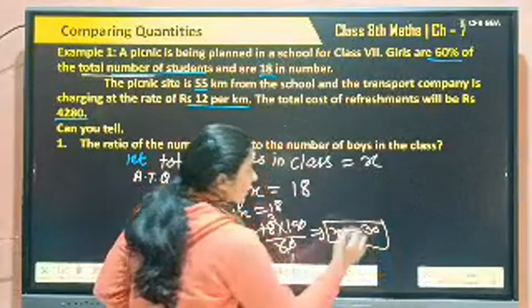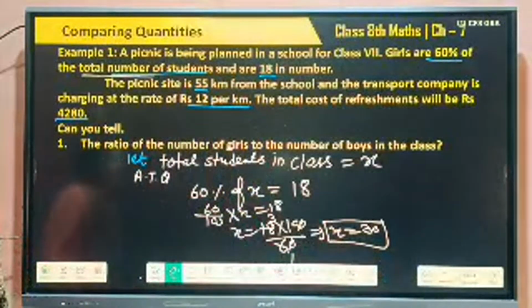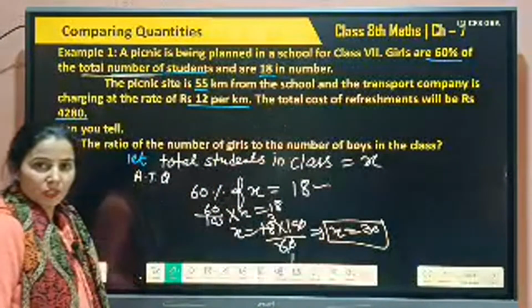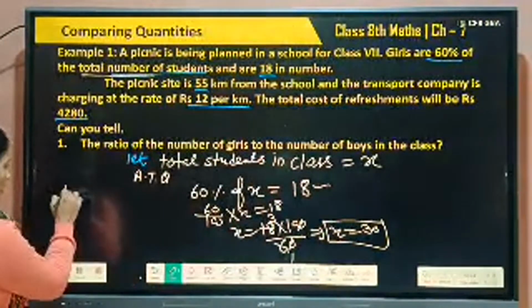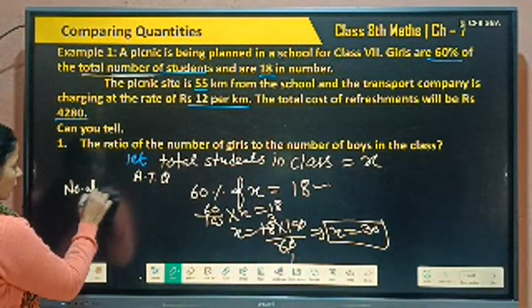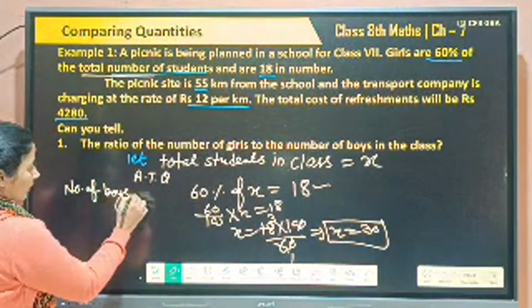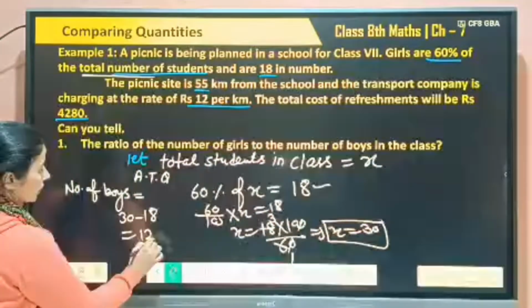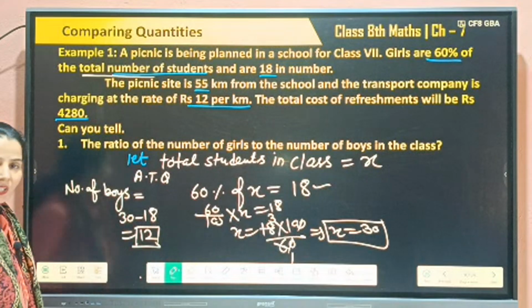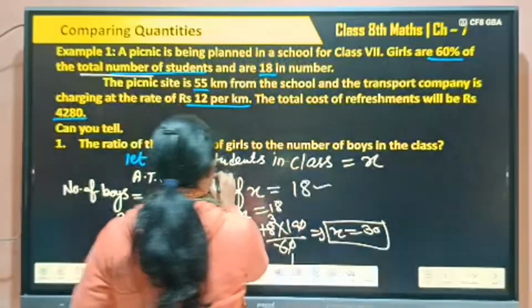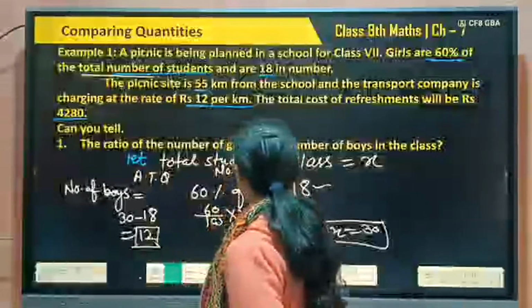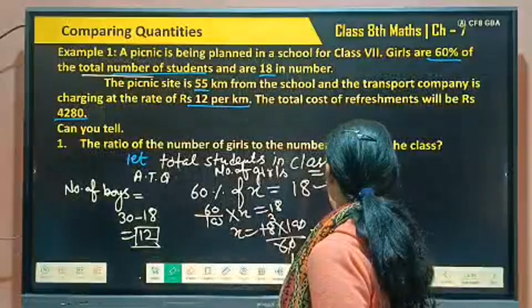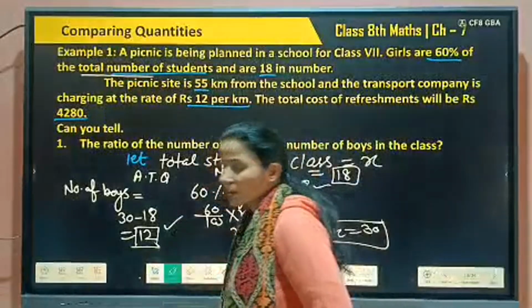Total number of students in the class are 30 and number of girls are 18. Then number of boys will be 30 minus 18, that is 12. So number of boys are 12 and number of girls are 18.